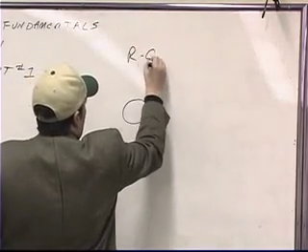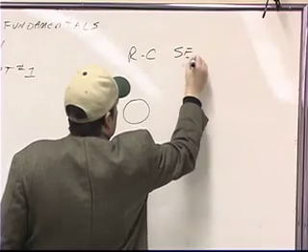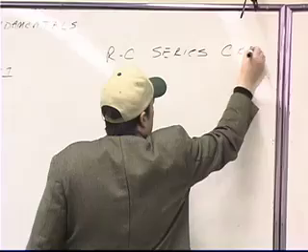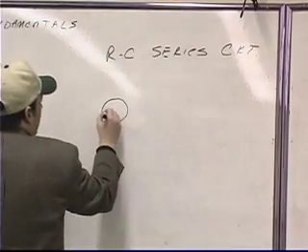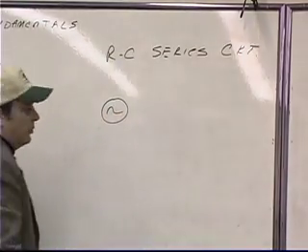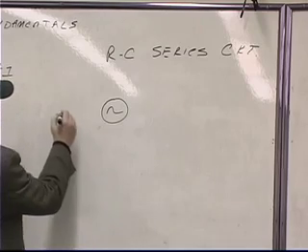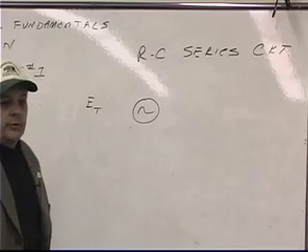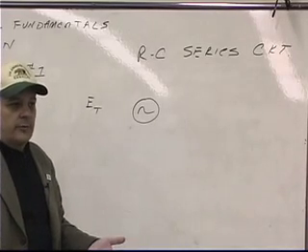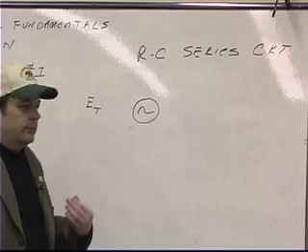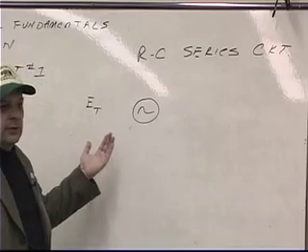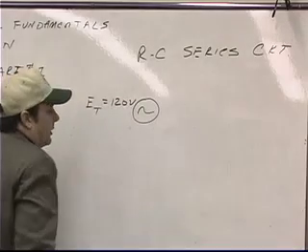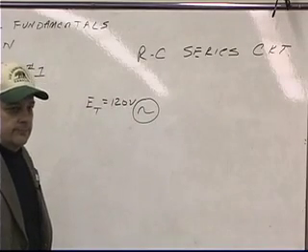This is a typical RC series circuit, and this is what it looks like. We start out with a source, and we assume that the value of the voltage on the source is an RMS value unless indicated otherwise. So if we just write E sub t for E total, and let's just say that that's 120 volts, we're talking about an RMS voltage, okay?